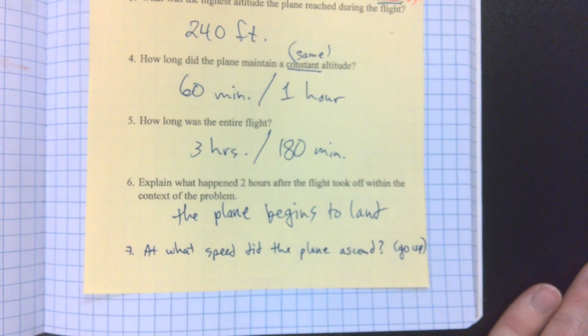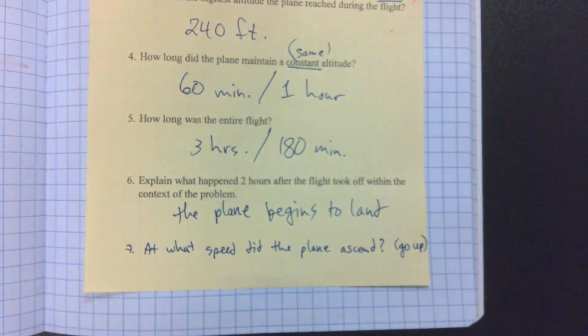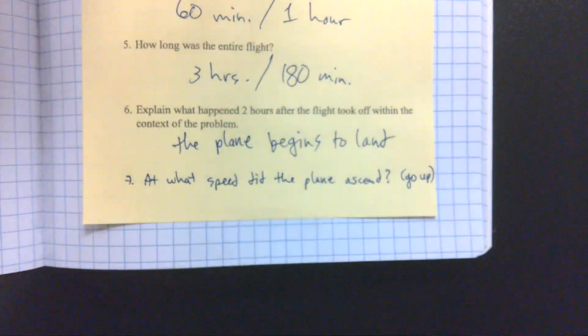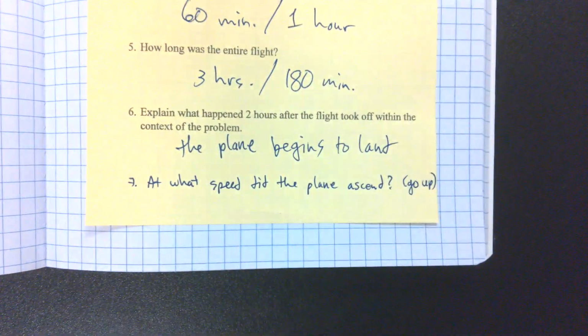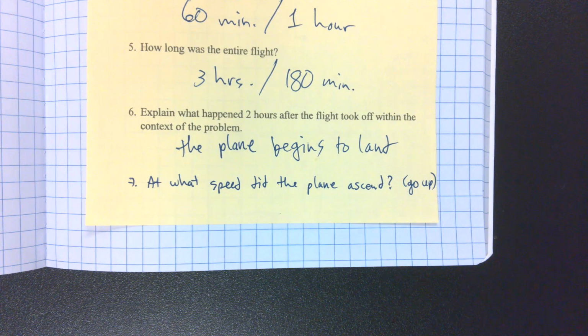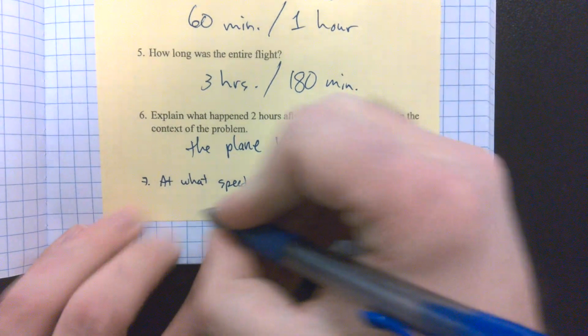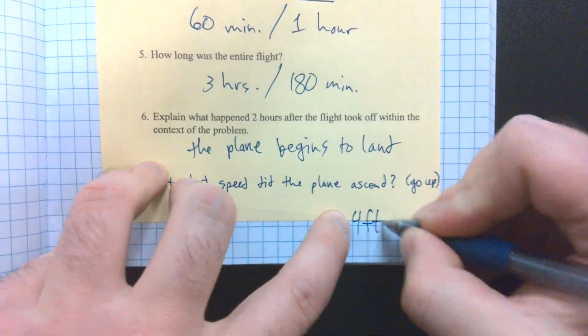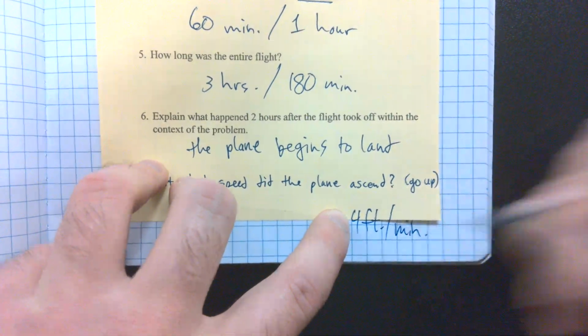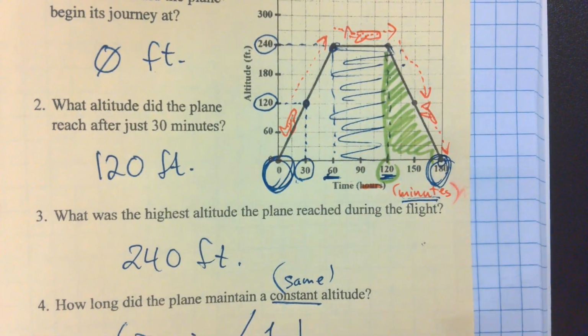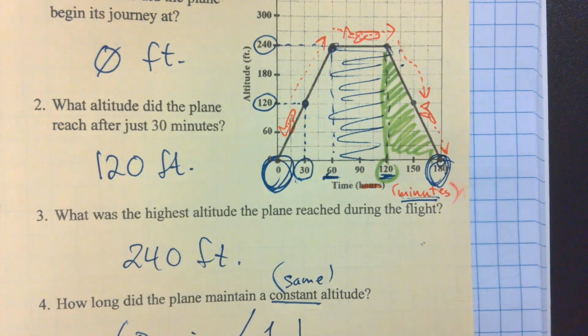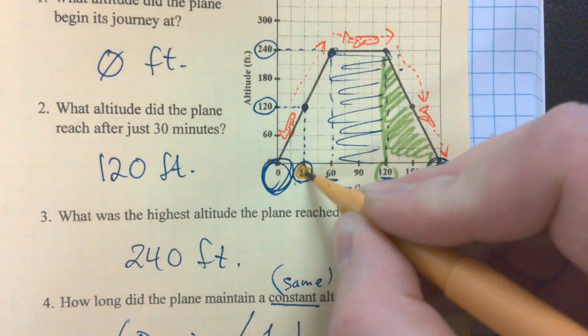Is anyone able to figure out new edition number 7 here? At what speed did the plane ascend? Nishan, you're able to figure it out? I got 4 feet per minute. 4 feet per minute. And how did you arrive at 4 feet per minute? I looked at the time, 30 minutes, and divided them by each other.